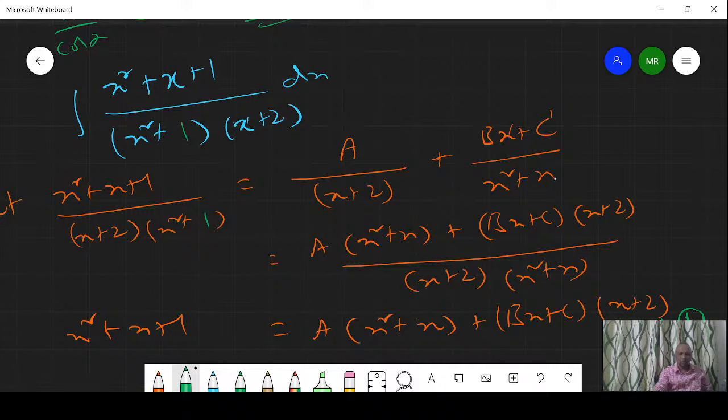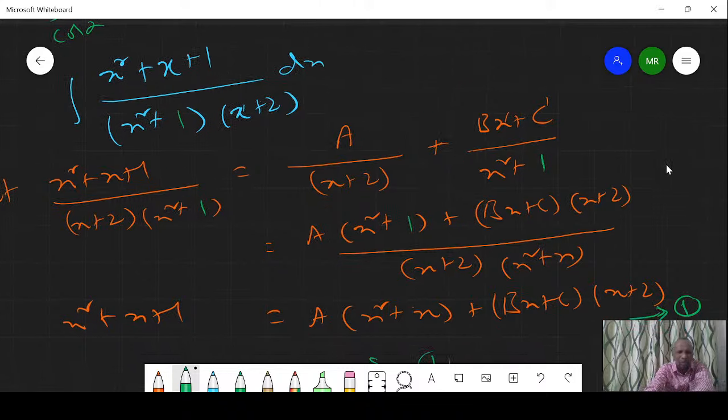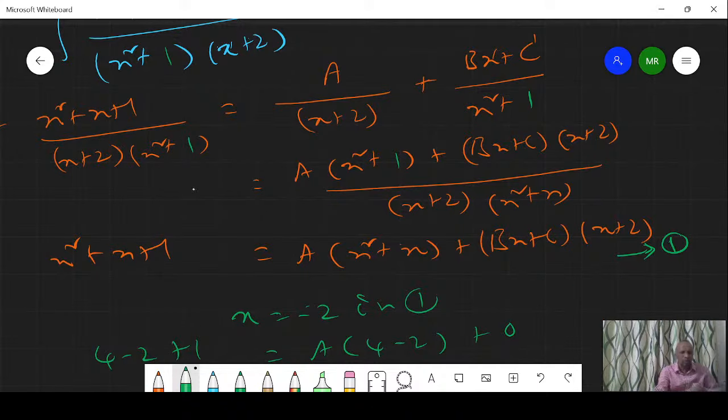X square plus 1. Take x square plus 1 and x plus 2. There is no change, x square plus 1. This is the given; by mistake I had taken that one. I changed that one. Take x plus 2, x square plus 1. This is also x square plus 1. You will get x square plus 1. So this is the model, x square plus 1.